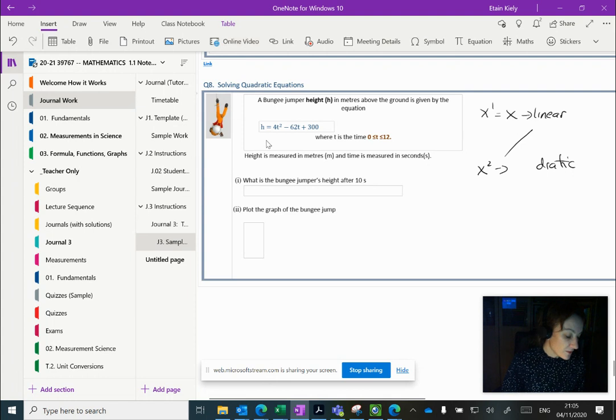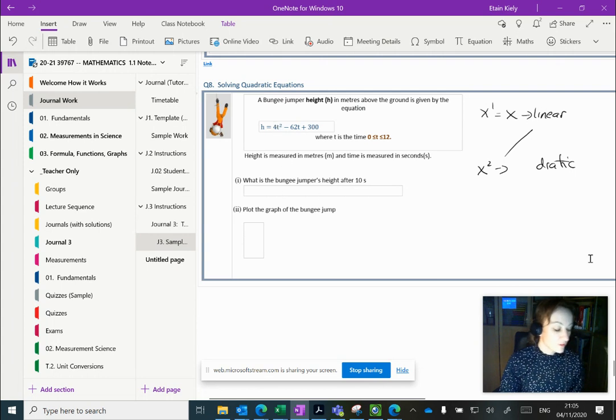Okay, so what we have is this formula here: H is equal to 4t squared minus 62t plus 300. We want to find out what the bungee jumper's height is after 10 seconds. So we're looking for the value of H when we input a value of 10 for t. So we're going to have a go at doing that.